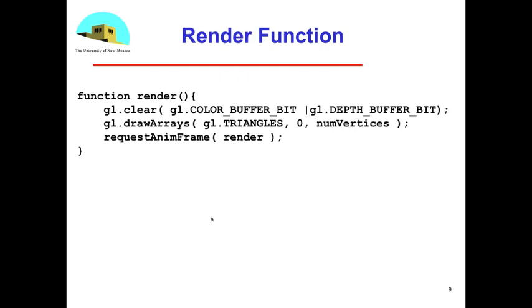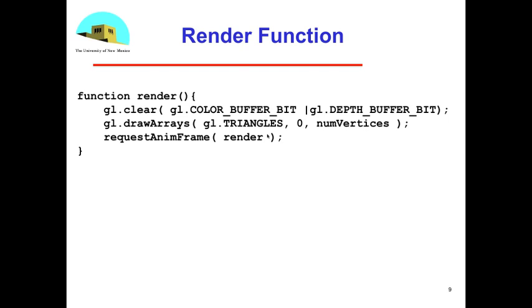What about rendering? Rendering is pretty simple. I'm just going to clear the color buffer. I'm going to clear the depth buffer, and then I'm going to render those triangles that, because there's 12 of them, it's going to be these 36 vertices. And then I really don't need this because I haven't done any animation yet, but it's safe to put this in. It just says keep rendering.